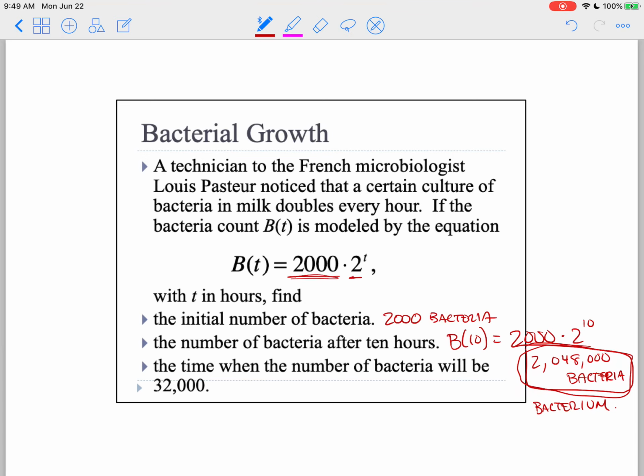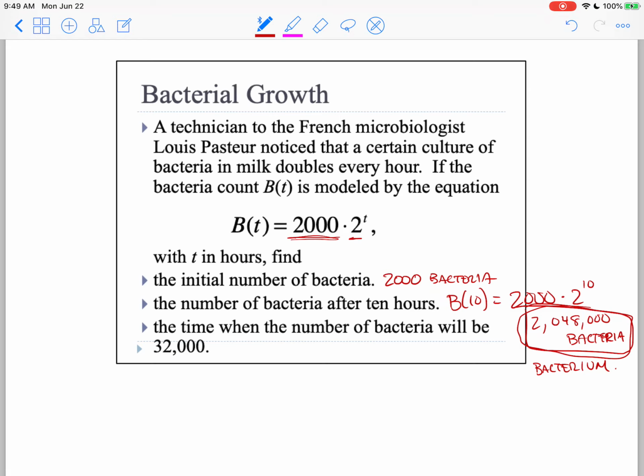So now we want to know the time when the number of bacteria will be 32,000. So 32,000 equals 2,000 times 2 to the t. We're looking for t.